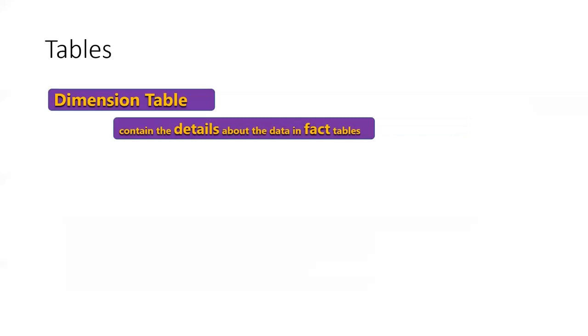Now the dimension table is another table which contains the details about the data in the fact table. So what sales transactions are happening? Maybe for a particular product, these are the transactions happening. There are hundreds of transactions stored in the fact table, but for which product? That product information will be in another table called a dimension table.